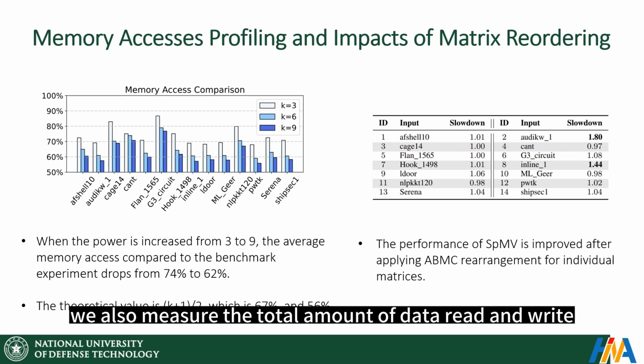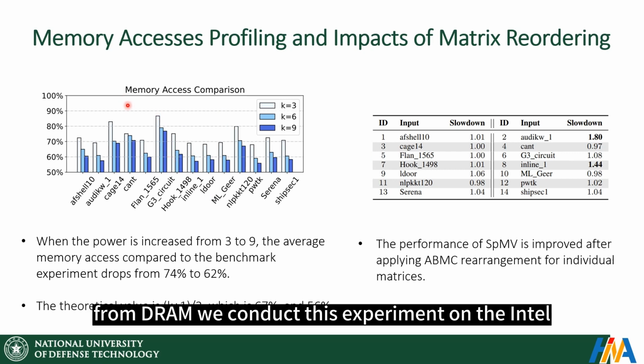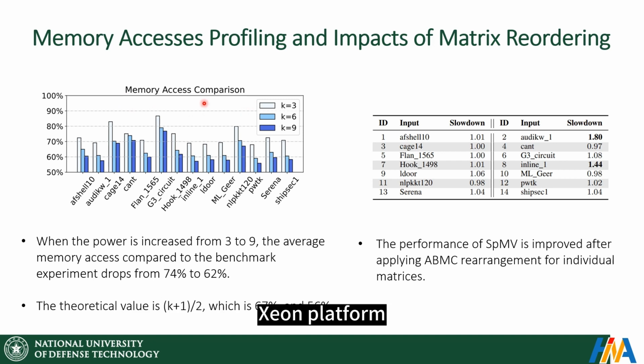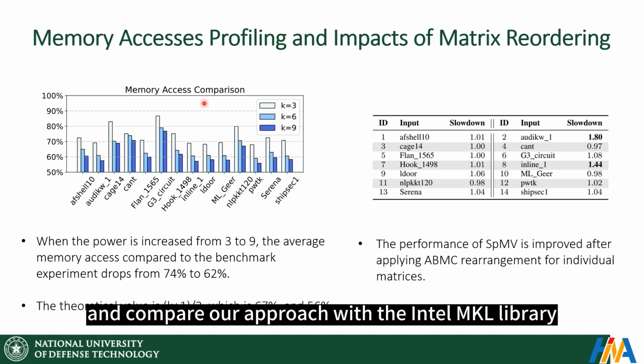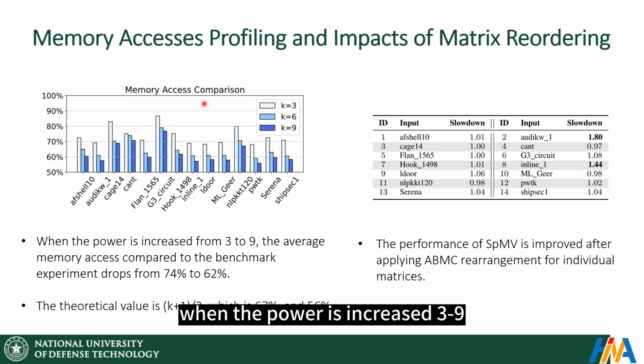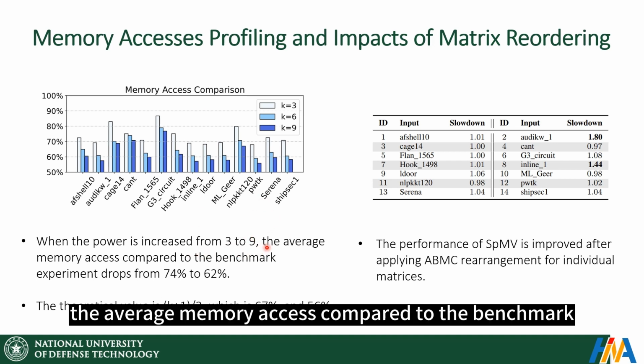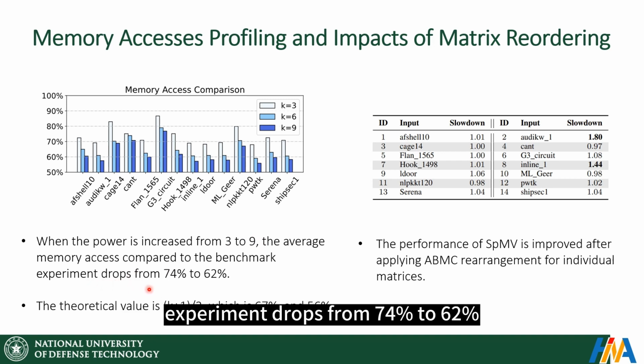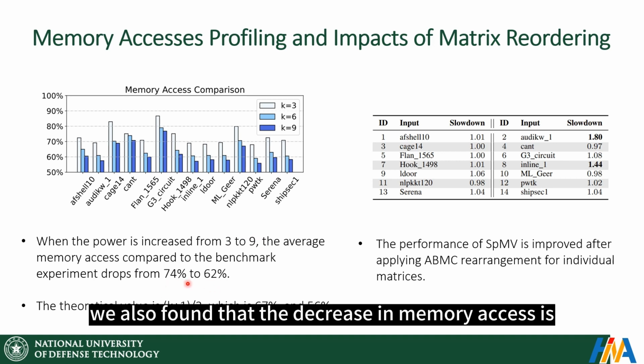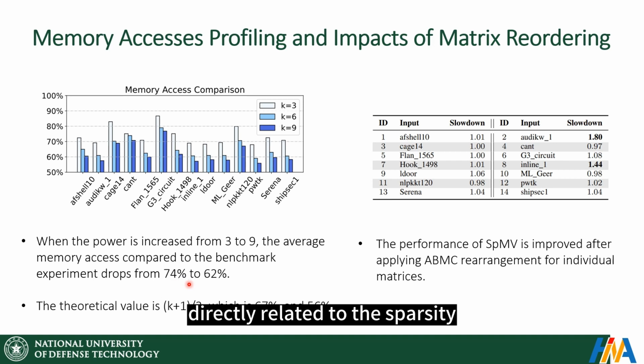We also measure the total amount of data read and written from DRAM. We conduct this experiment on the Intel Xeon platform and compare our approach with the MKL library. When the power is increased from 3 to 9, the average memory access compared to the baseline drops from 74% to 62%. We also found that the decrease in memory access is directly related to the sparsity of the matrix. Usually, denser matrices perform better.